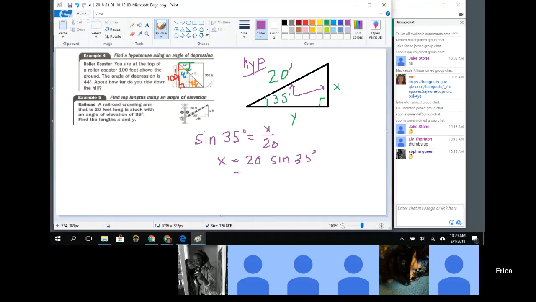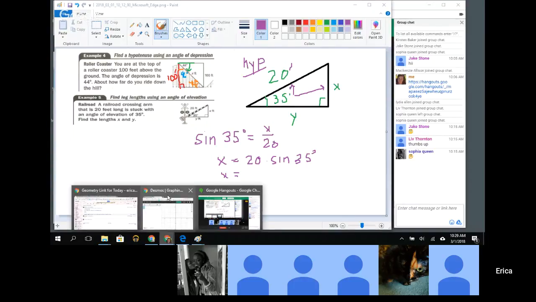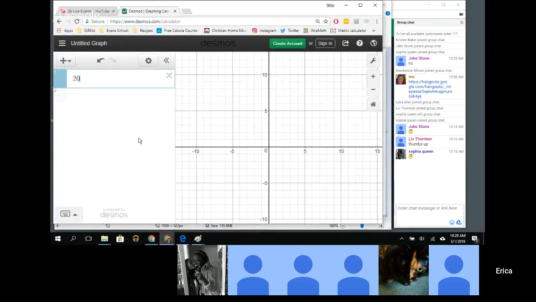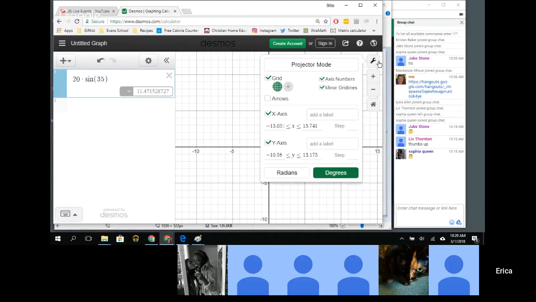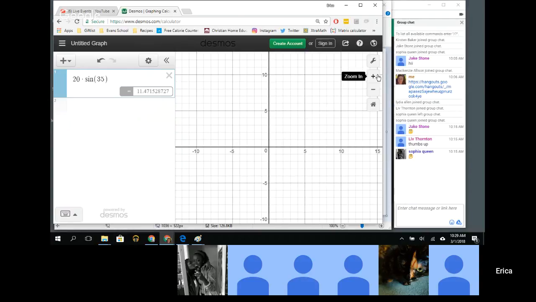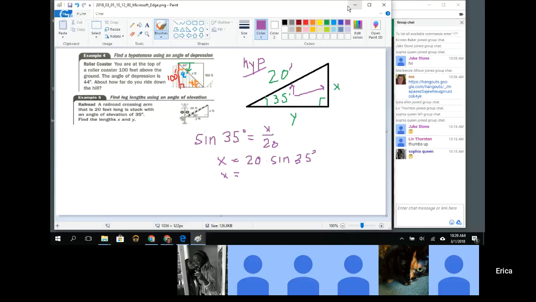Okay, now is where I need some assistance from my calculator, right? 20 times the sine of 35 degrees. Check that I'm in degrees, and I get 11.47. Okay, so who ended up with x equals 11.47?